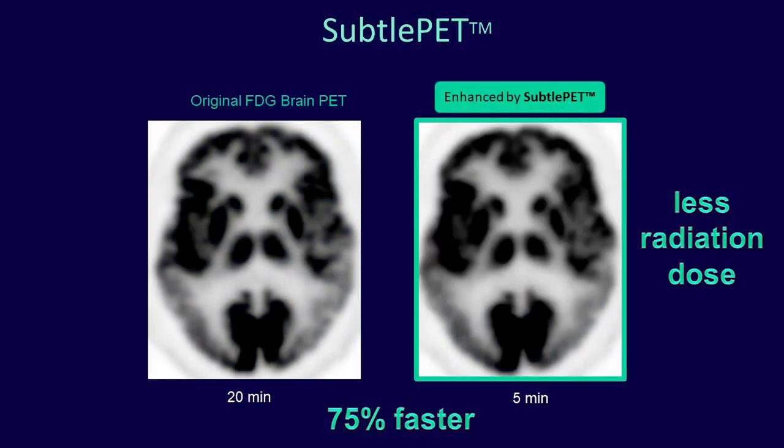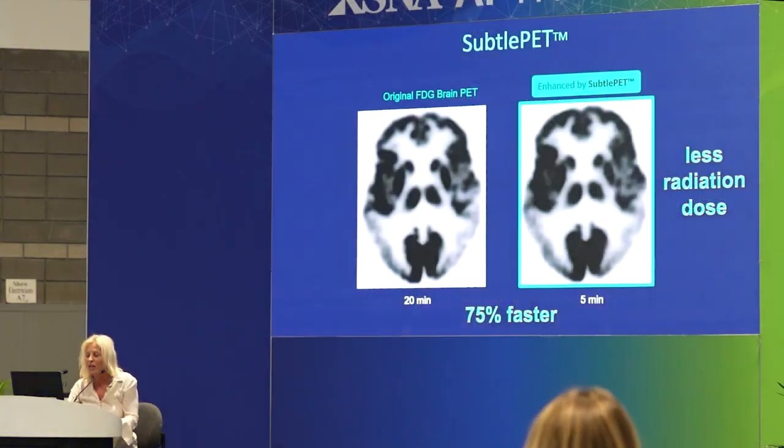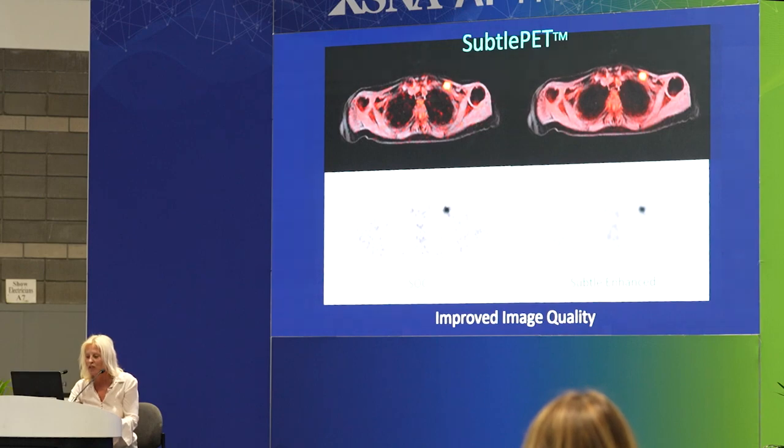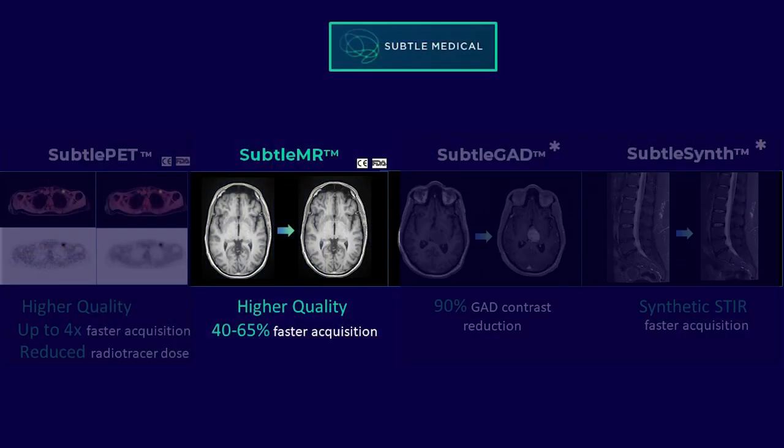And here again, this is an FDG brain PET CT. We went 75% faster and had less radiation dose, but can maintain that image quality. Here on the left-hand side, the standard of care, and the subtle enhanced on the right in this patient with a metastasis. So really improved quality here.